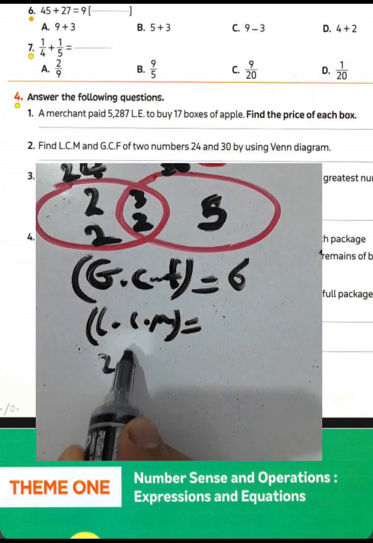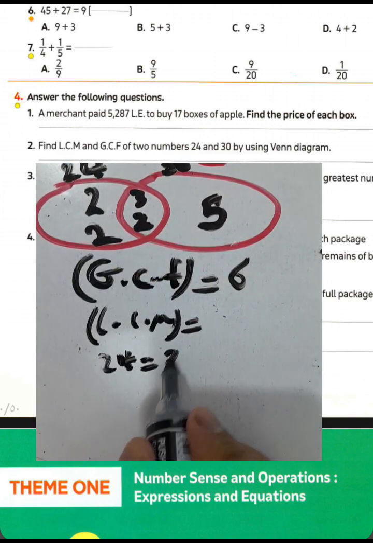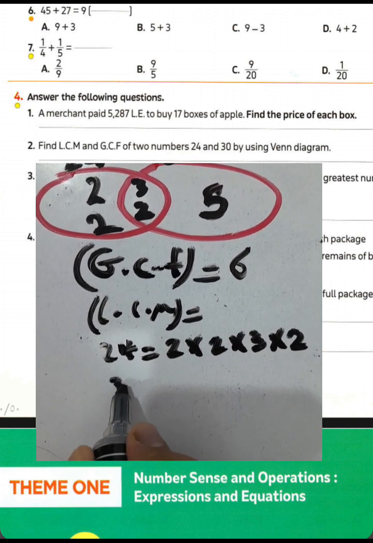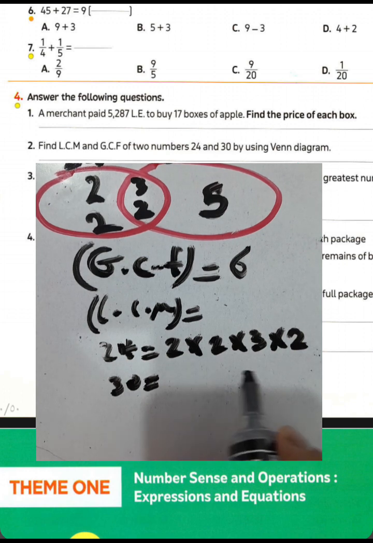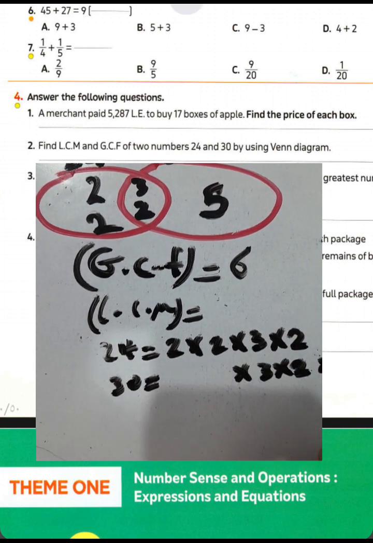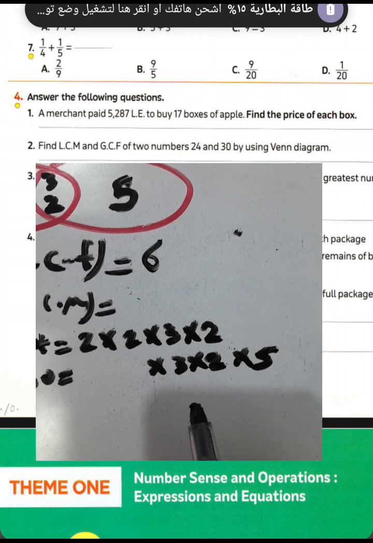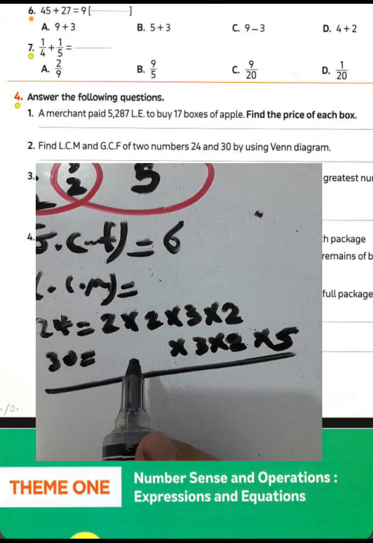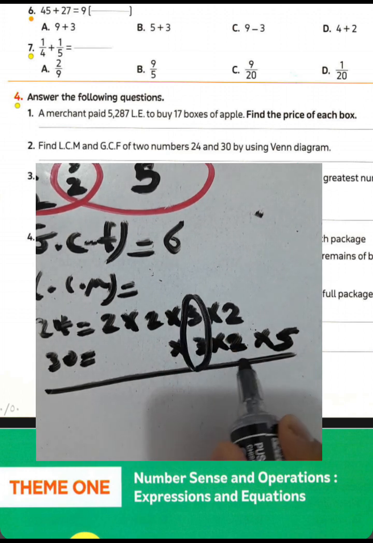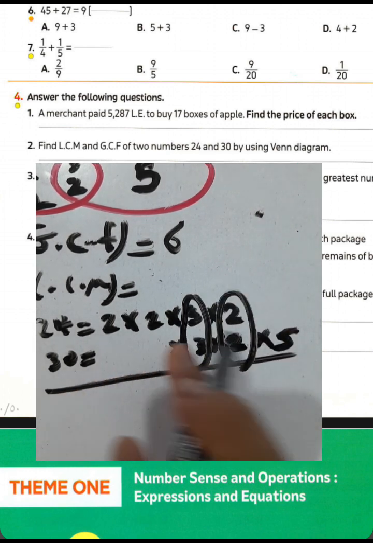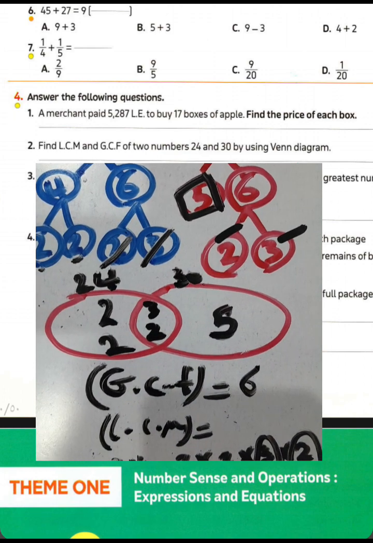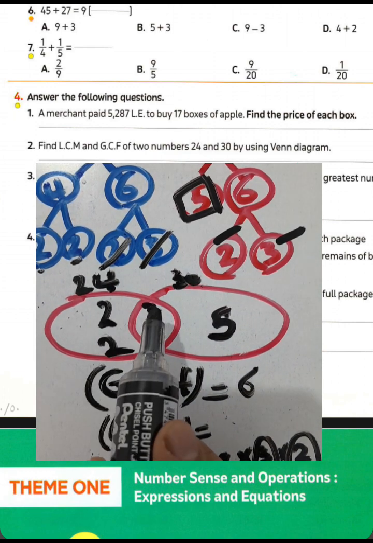Or you can write 24 equals 2 times 2 times 3 times 2, and 30 equals 3 times 2 times 5 outside here. Okay, you can use this method or that method as you like. Circle here and write 2 times 2 times 3 times 2 times 5, or use these methods as you like. 2 times 2 times 3 times 2 times 5.